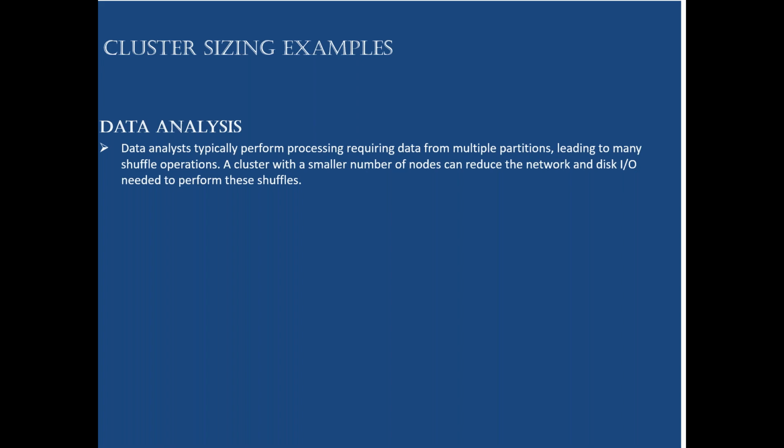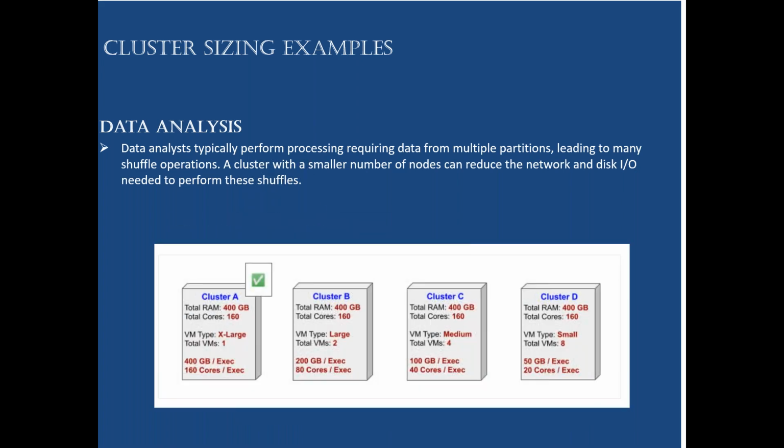It causes a performance issue. A cluster with a smaller number of nodes can reduce the network and disk IO needed to perform this shuffle. Meaning, instead of creating too many partitions, if we can create very few partitions with a very high partition size, then we can reduce the shuffling operation. So out of these four options, this is the best one.